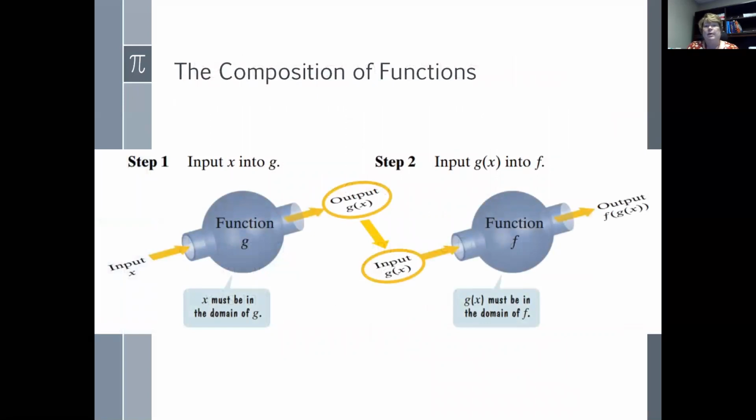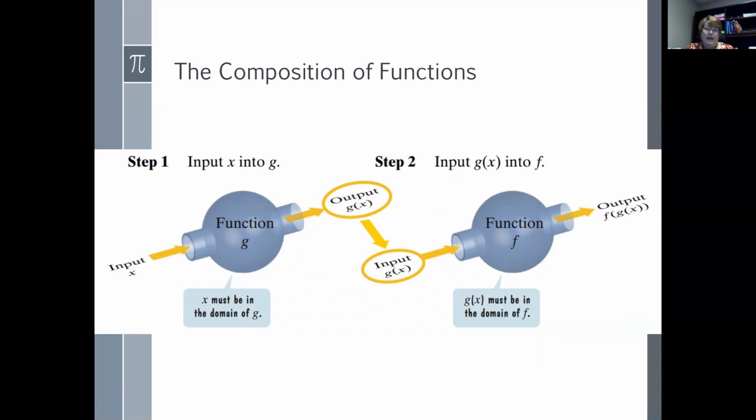Okay, so here is an image that represents what we're doing when we compose two functions. Let's say I have a function g. The input of function g is x. Therefore, x must be in the domain of g. And then I'm going to output some g of x from the function g.